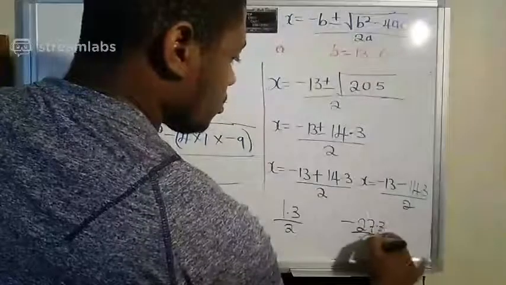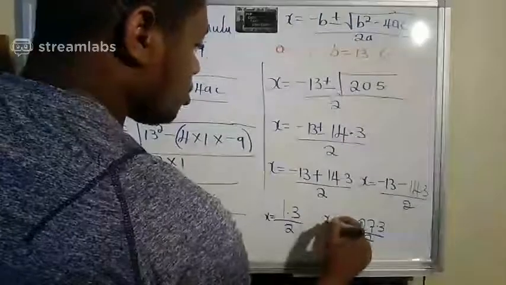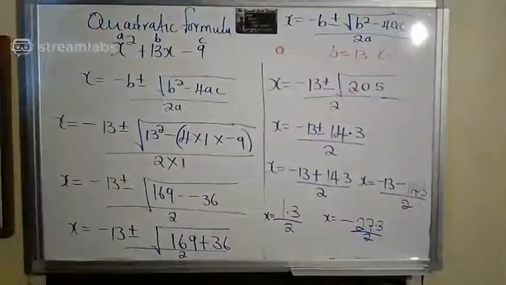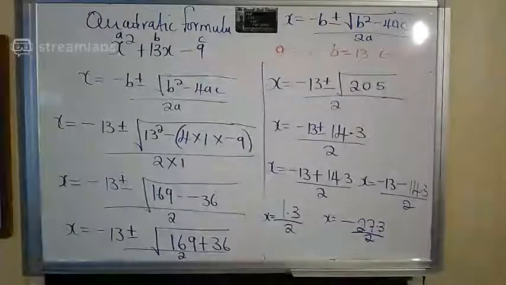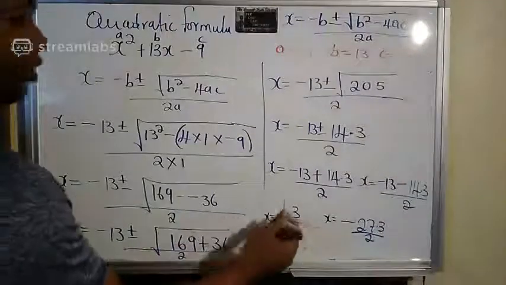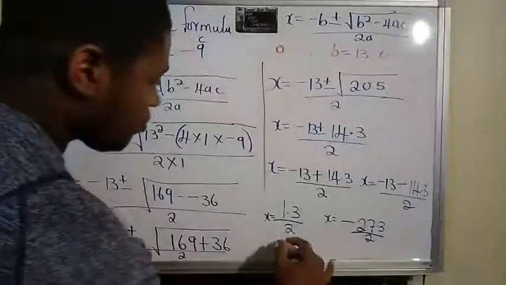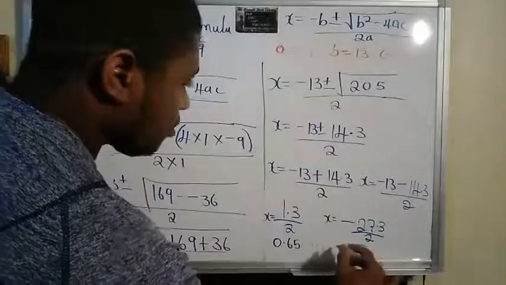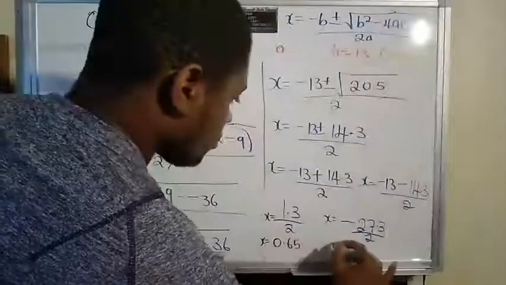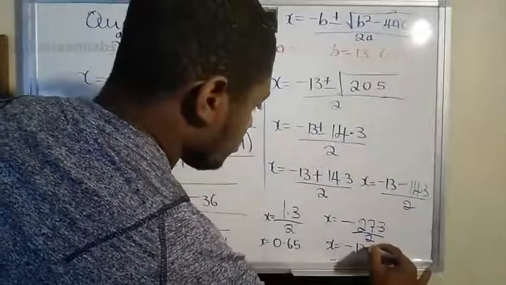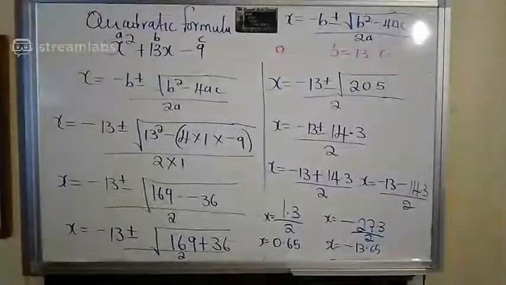Just punch it in a calculator. So where do you get to that? 1.3 divided by 2 is 0.65. And for the other, 27.3 divided by 2 is 13.65, but a negative. Yeah, negative 13.65. And that's all there is to it.